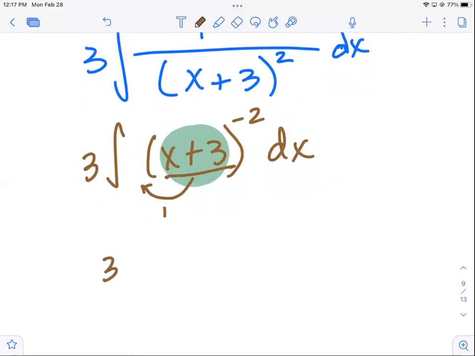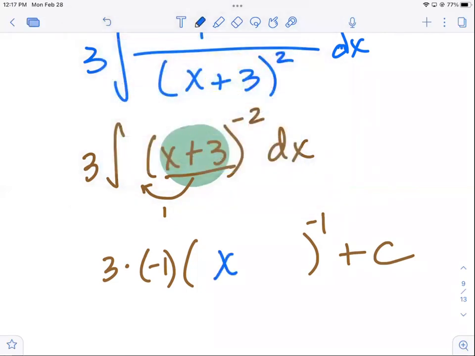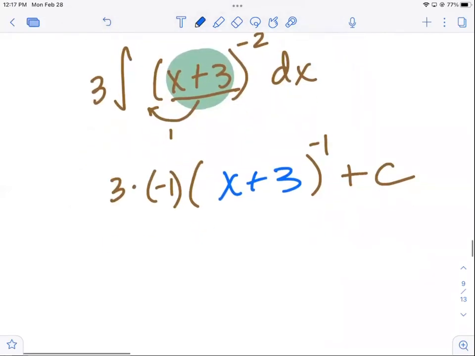So 3 goes along for the ride, and it's a power rule. So blob to the negative 2nd becomes blob to the negative 1st. Either divide by -1, or in this case, multiply by -1, which is its own reciprocal, plus c, right? And we're done right there. Yeah, right? No, I always put the blob in last, right? There's the blob. All right, so if you clean that up now, -3 over x plus 3, plus c.